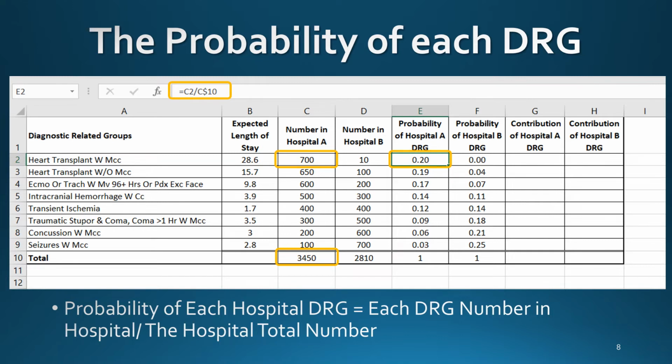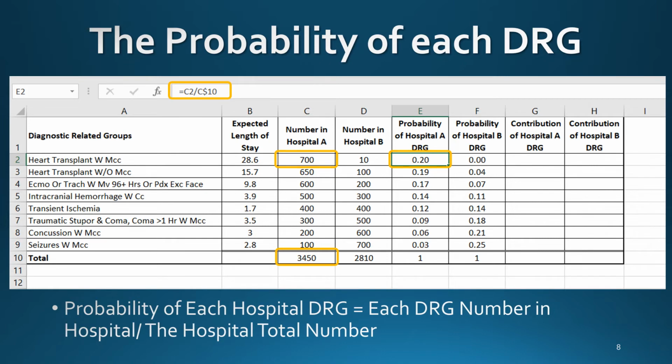So the probability for Hospital A DRG for heart transplant, for example, is 700 divided by the total, which is 3,450. Then we will have 0.2. And that is the value of the probability of Hospital A DRG for heart transplant.